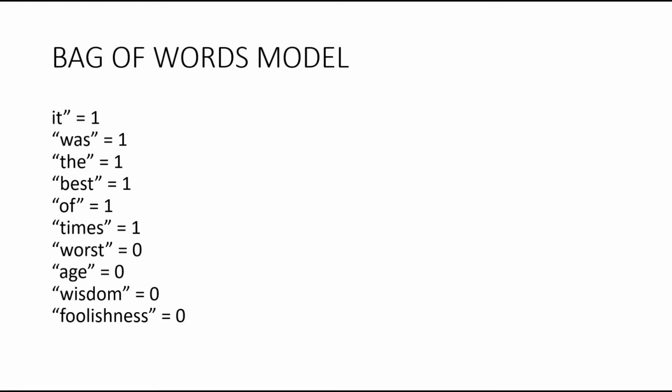In the bag of words model, "it's" is equal to 1, "was" is 1, "the" is 1, "best" is equal to 1, "of" is equal to 1, "times" is equal to 1. So all those words in this first sentence are present, but "worst" is not there, so it's 0. "Age" is 0, "wisdom" is 0, "foolishness" is 0. When we consider the first sentence, this is the model we get.